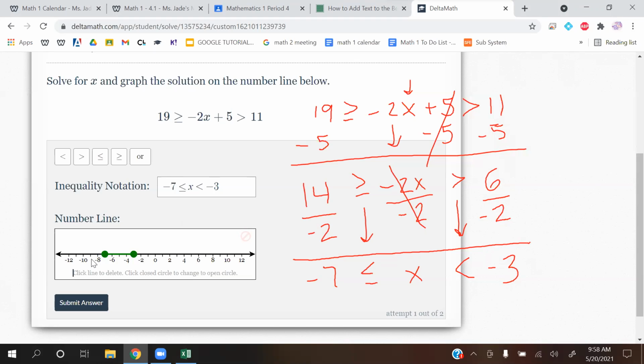Now, there's one more thing I have to change on this, and it's one of the circles. One of the circles must be an open circle. Remember that this is open symbol, open circle, closed circle, closed circle. So at the negative 7, it should be closed. So this is good. At the negative 3, this is a less than. There's no underline here. Because there's no underline, it must be an open circle. So I'm going to click closed circle to change to open circle. And there we go. And so this is our final answer. So any questions on this one?